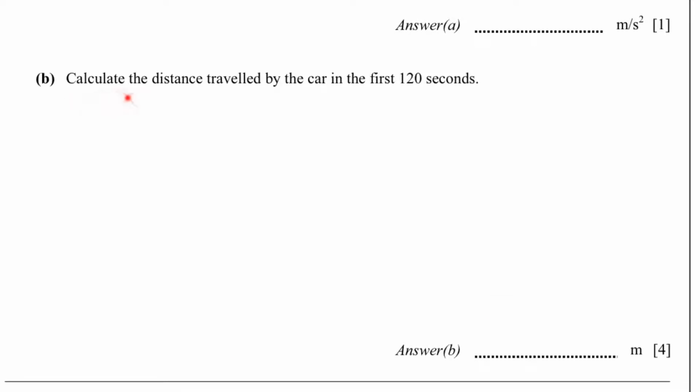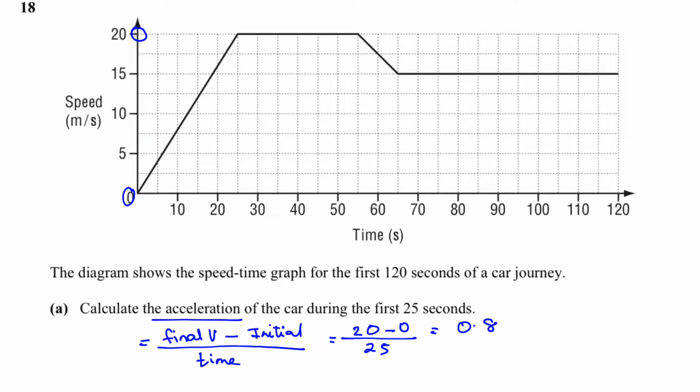Part B. Calculate the distance traveled by the car in the first 120 seconds. Whenever you have been given a speed, time graph, to find the distance, you have to find the area under the graph. We will start by breaking this into shapes. Now here we have a rectangle. Area of a rectangle is length times width. This is 10, 20, 30, 40, 55. Our length is 55 and our width is 15.